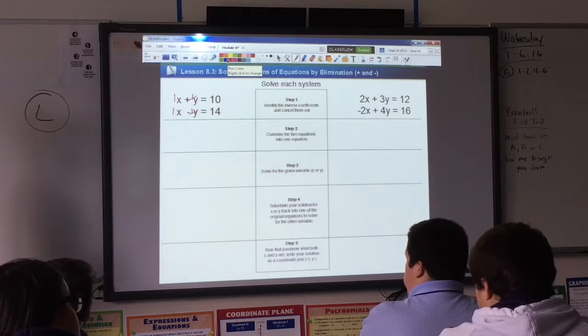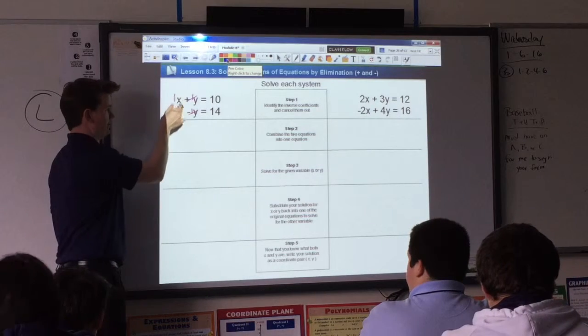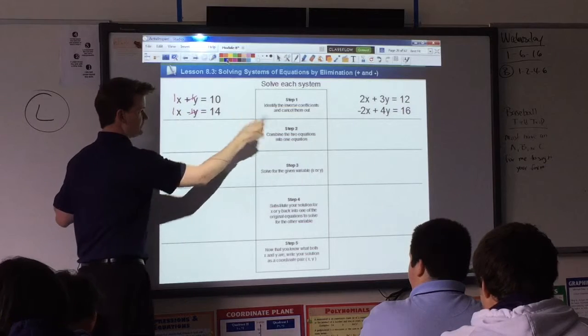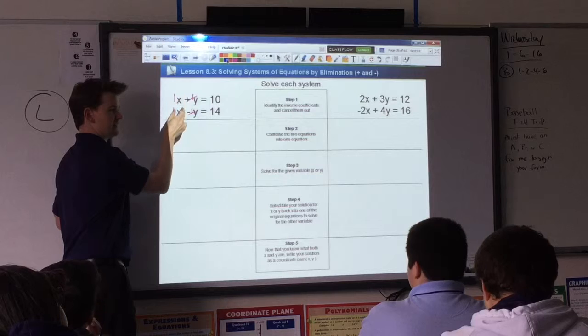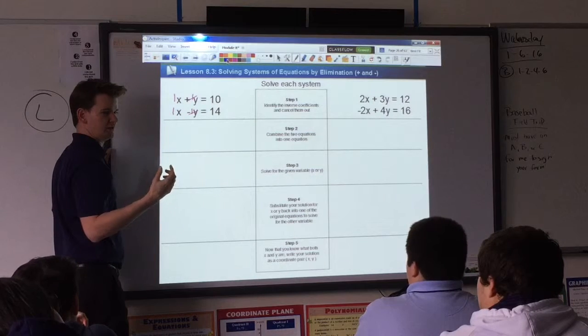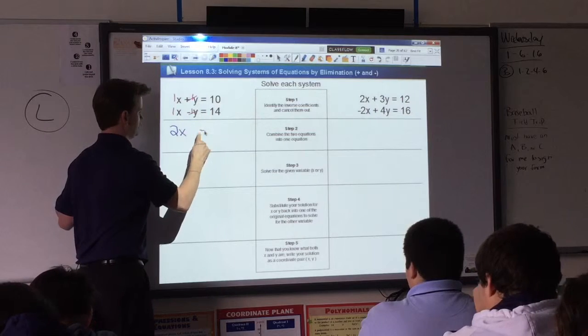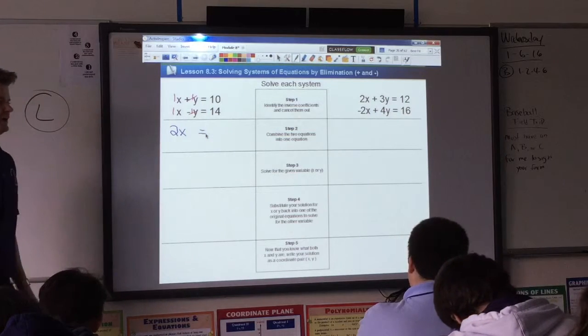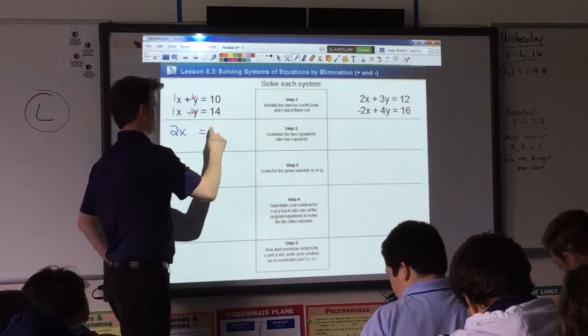Once you've canceled them out, how many of you remember how to combine like terms? Do we have like terms here and here? Yes. How many x's do I have? Two. Step two is to combine the two equations into one equation. We have a positive 1x and a positive 1x, which gives me 2x. We bring down the equal sign. I then combine the 10 and the 14. What do I get? 24.